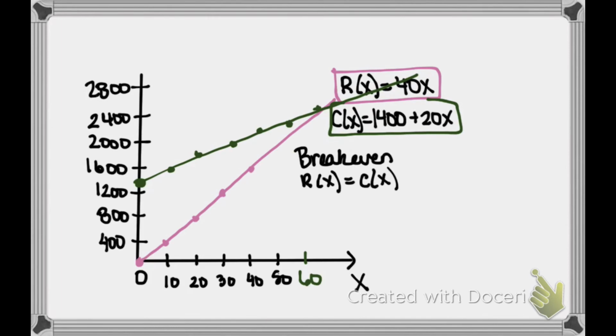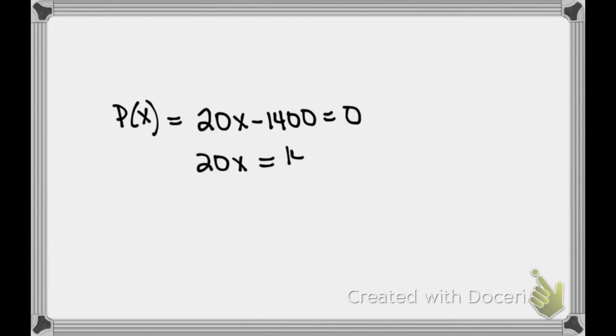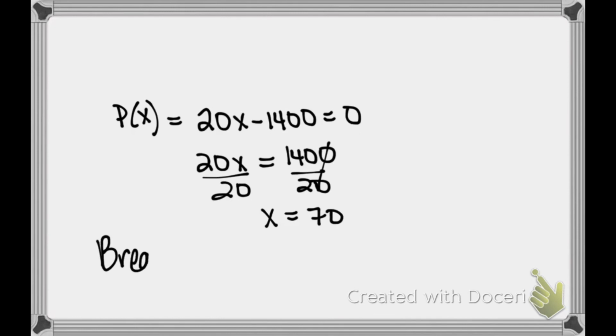The break-even point is where the revenue equals the costs, or I could also say revenue minus costs equals 0, which means the profit is equal to 0. I also know from a moment ago that the profit is, I think we wrote it as the following, 20x minus 1400. So if I make that equal to 0, I have 20x equals 1400, or x equals 70. So my break-even point is if I sell 70 tickets.